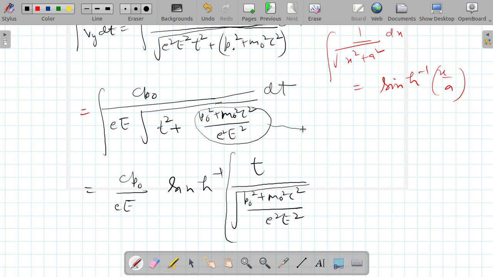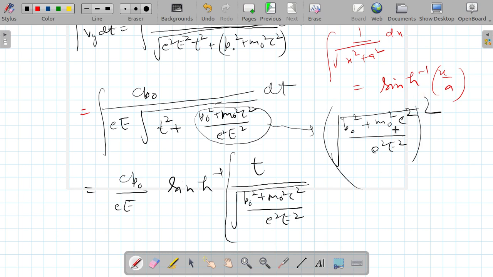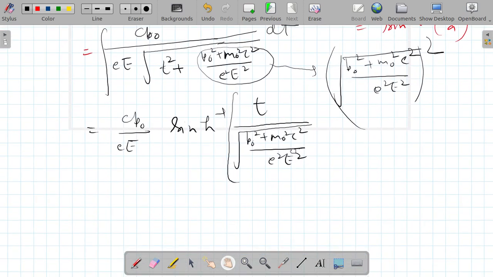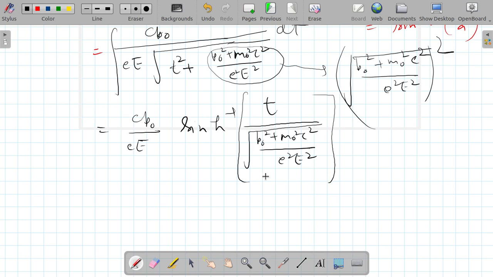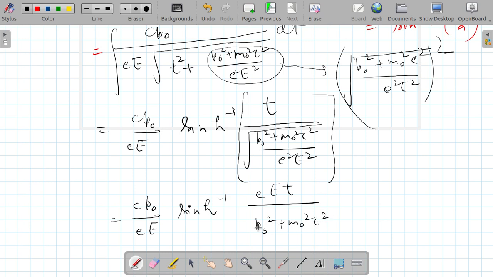This term can be expressed as P naught square, because we have to write it in the form of a square. So in the form of square, this can be written in this form. That's why I'm writing square root here. And after slight modification to this term, it leads to Cp naught upon EE sine hyperbolic inverse. This can go here if it is taken outside the root, and if it is arranged. So this is the expression for y.